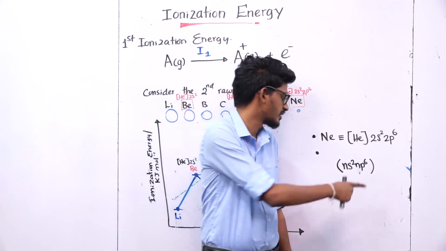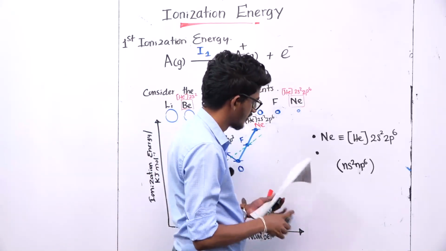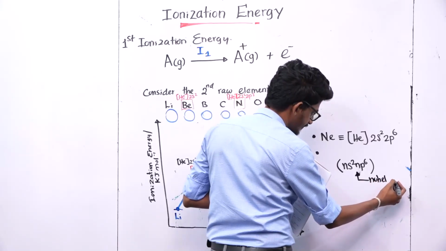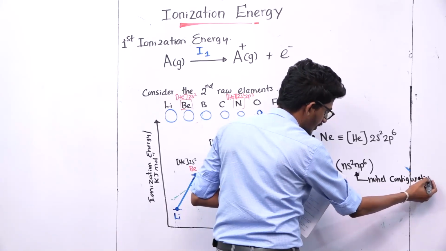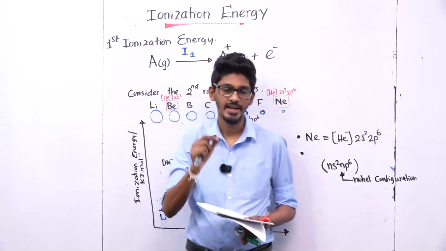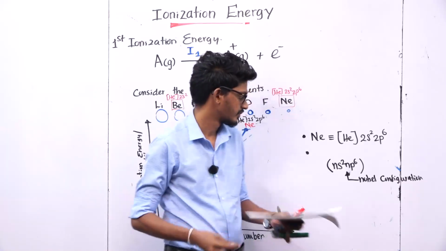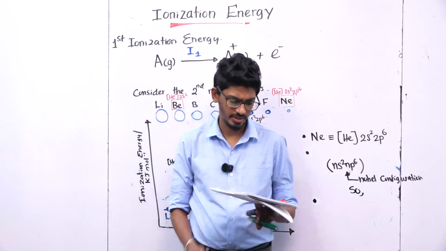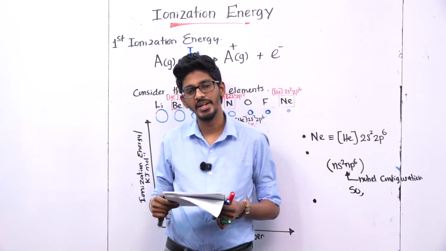So this is the noble gas configuration, right? You can write it as well if you need. Noble gas configuration. So removing an electron from a noble configuration is very hard. Require more energy, right? At the next line, just write so. Next point, you can write I1 for group 18 element.